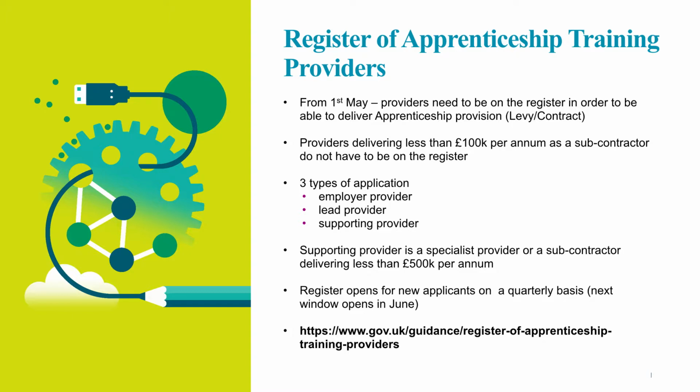So, moving on. The register is kind of critical for providers going forward, because like I said, if you're not on the register, you only have a limit of £100,000 as a subcontractor to be able to deliver going forward. So if you have an employer that comes to you directly and you are not on the register and wants to work with you, then they're going to have to go via a lead provider. So in order to deliver directly to an employer, you are going to need to be on the register. So if you haven't already applied, I would suggest you look at doing so in the next window.